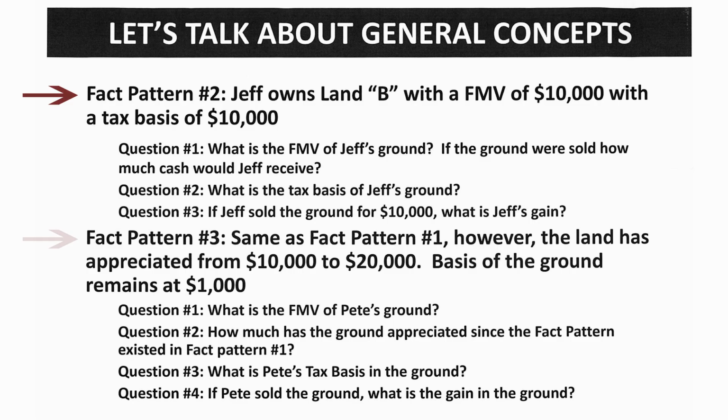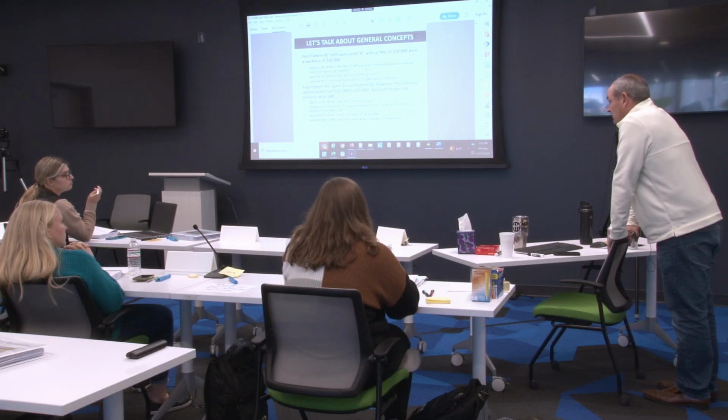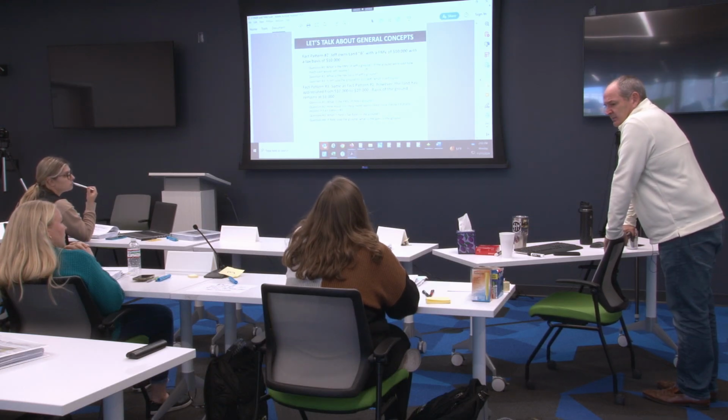Okay, what about 3? When he contributed it, it had a fair market value of $10,000, but now it appreciated to 20,000. But there's an assumption embedded. Did it get contributed to a partnership? What is the economic value, assuming the property was contributed to a partnership?